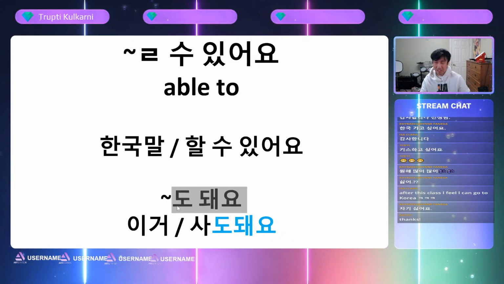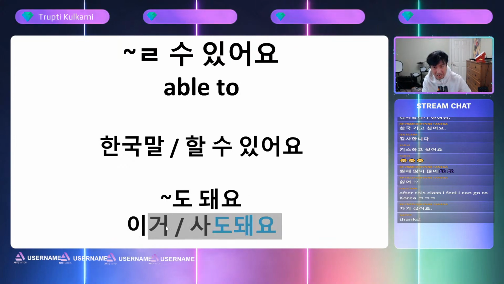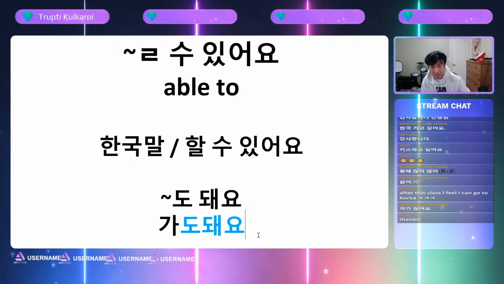And 도 돼요 is like can, but you got permission to. It's like, oh yeah, you can go now. Class is over. That means you have permission to go. Like 가도 돼요. Yeah, you can go. You're allowed to go now. 가도 돼요. You can go. Does that make sense? Like this is ability and permission.